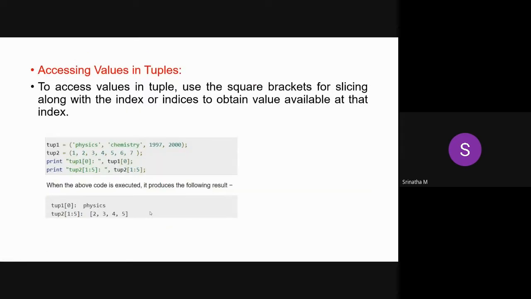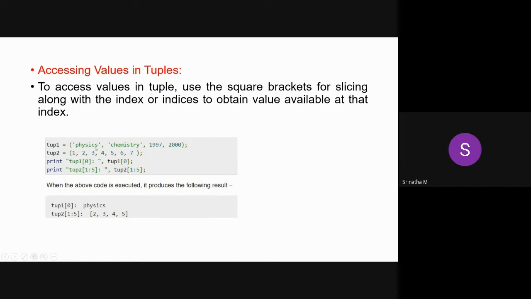Now, how can we access the values in the tuple? It is exactly similar to how you access the values in a list. To access the values in the tuple, use the square brackets for slicing, along with the index or indices, to obtain the value available at that index.